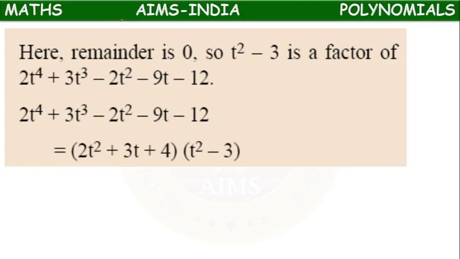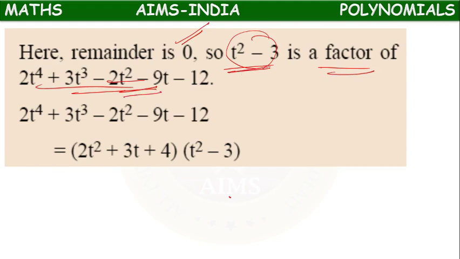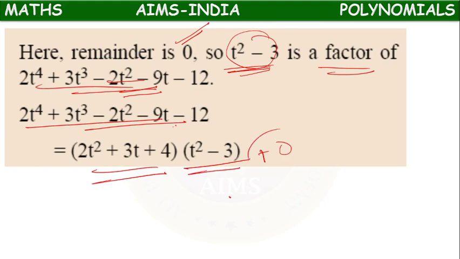So what we can tell? Remainder is 0. Means when we have divided with t square minus 3, this second polynomial, the remainder is 0. So this first polynomial is a factor of second polynomial. We can tell like that. So this is the factor. So that's why the given polynomial can be written as product of the first polynomial and its quotient, because there will be no remainder.